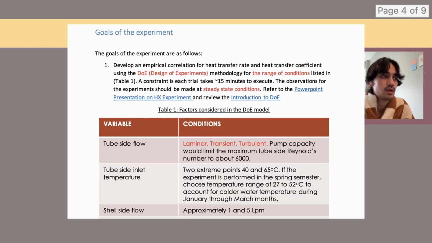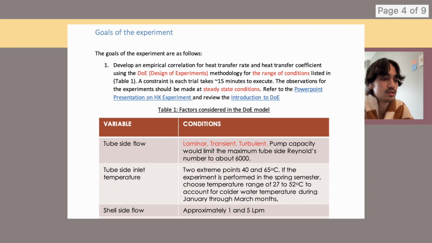Goals of the experiment. 1. Develop an empirical correlation for heat transfer rate and heat transfer coefficient using the DOE, design of experiments, methodology for a range of conditions listed in Table 1. A constraint is each trial takes 15 minutes to execute. The observations for the experiments should be made at steady-state conditions. Refer to the PowerPoint presentation to review, and also review the introduction to DOE.